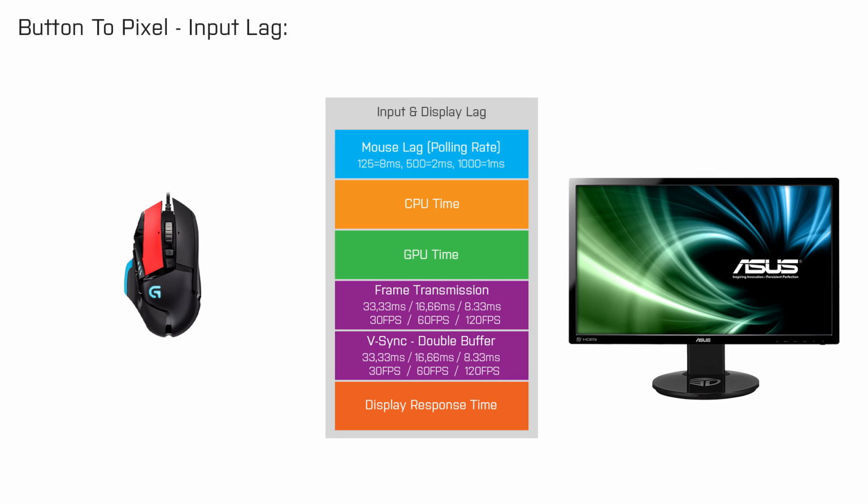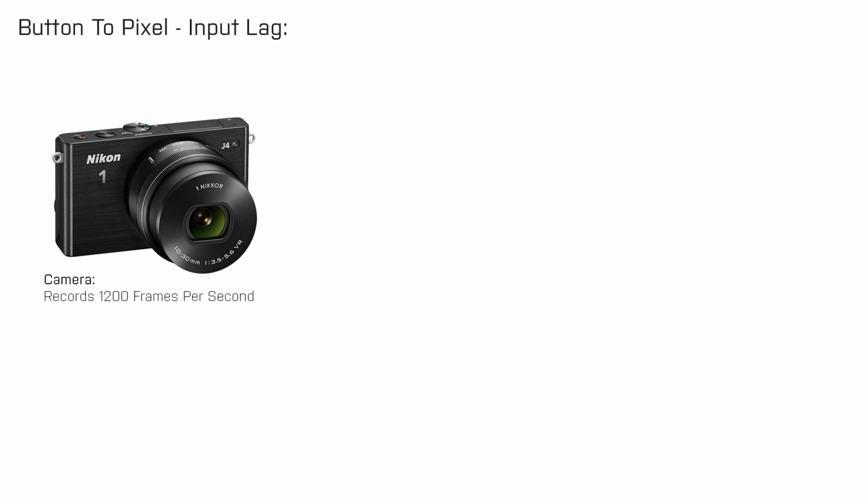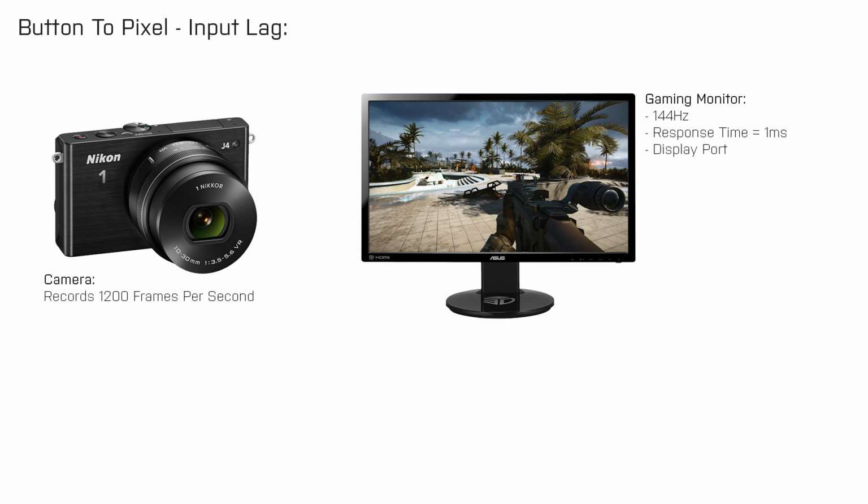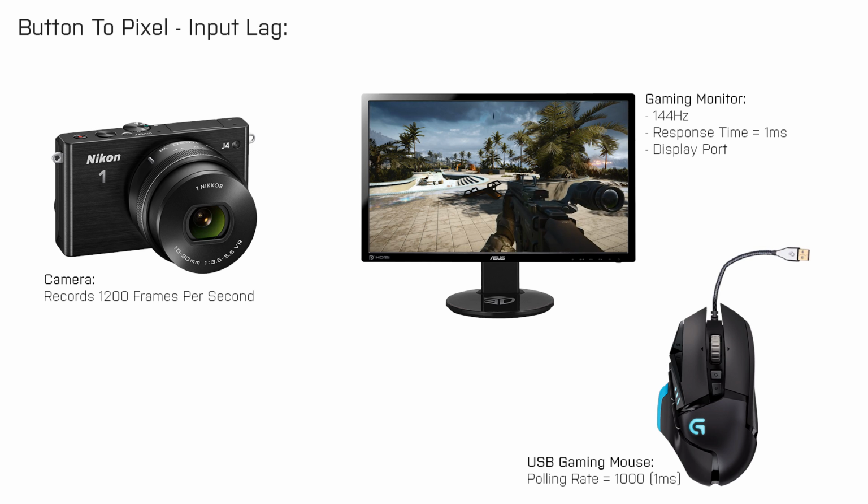Now, how do you measure it? Some time ago I came across an article at blurbusters.com about the G-Sync technology from Nvidia, and they came up with a pretty nice method to measure the input lag. What we need is a high-speed camera. Mine can record 1200 frames per second. Then we need a gaming monitor which can run at 144 Hz and has a very low response time. Also required is a USB gaming mouse which provides a polling rate of 1000.